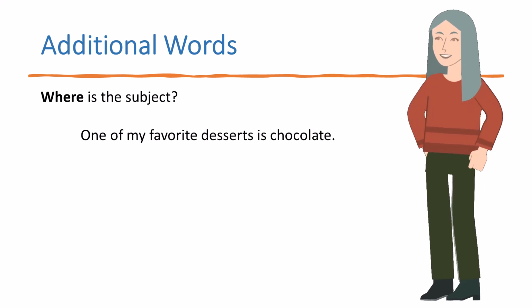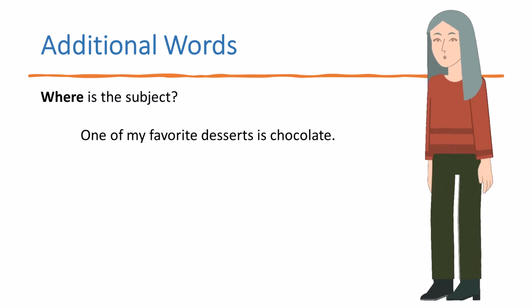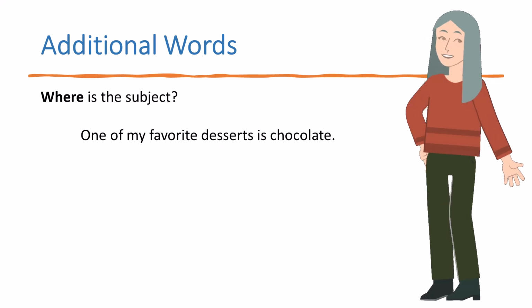"One of my favorite desserts is chocolate." Oh, it's so true. In this sentence, do not assume that the noun closest to the verb is the subject. Desserts is not the correct subject in this example. One way to find the true subject of the verb is to put parentheses around any modifying information that comes between the subject and the verb.